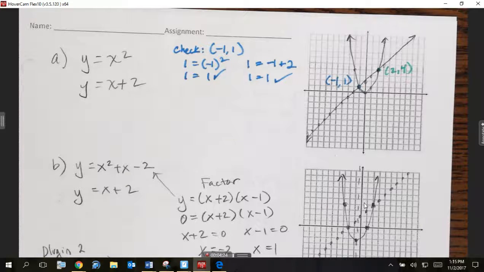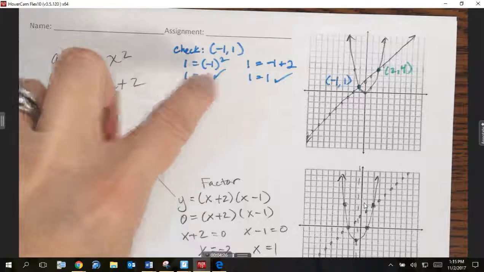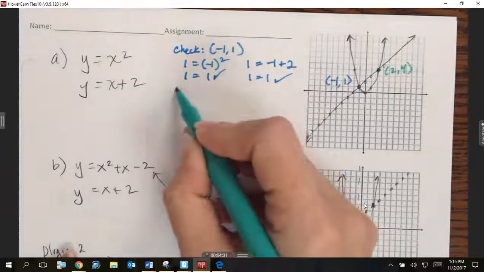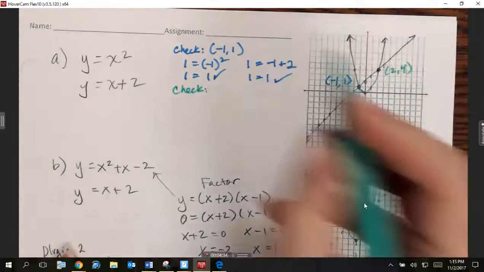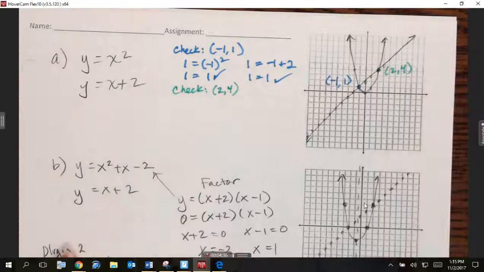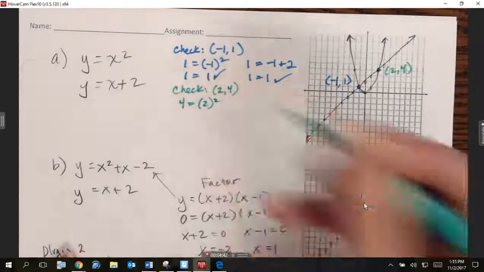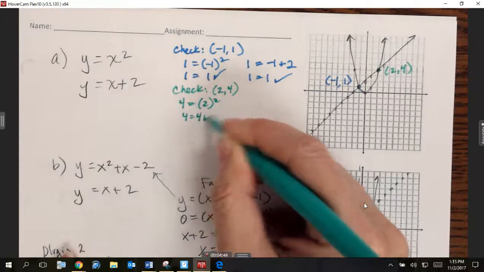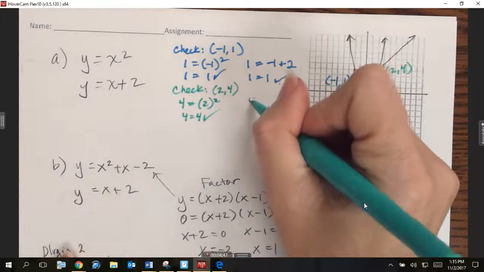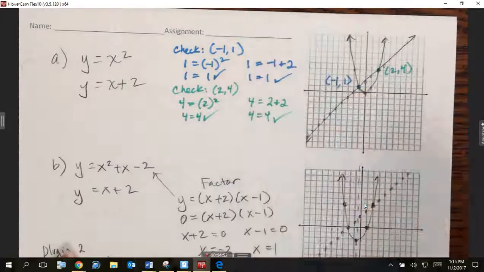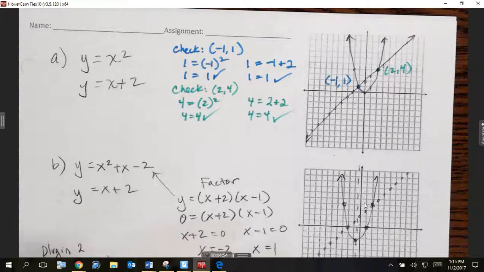Okay. So you have to check that equation, and since it worked in both equations, guess what? That one is right. Let's check the other one. So now we're going to check 2, 4. We check it in both equations, so I'm going to put in 4 equals 2 squared. So does 4 equal 4? Yes, check. The other one, 4 equals 2 plus 2. Does 4 equal 4? Yes, check. So what does that tell me? It checks. It's a solution. It's right, yeah.